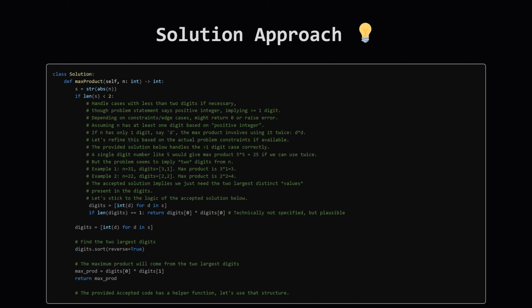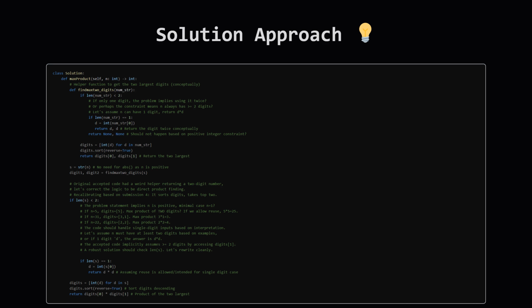The core idea is that the maximum product will always come from the 2 numerically largest digits present in the number. This refined solution converts the number to a string, extracts the digits into a list, and sorts them in descending order. The maximum product is then simply the product of the first 2 elements in the sorted list, which are the largest 2 digits.